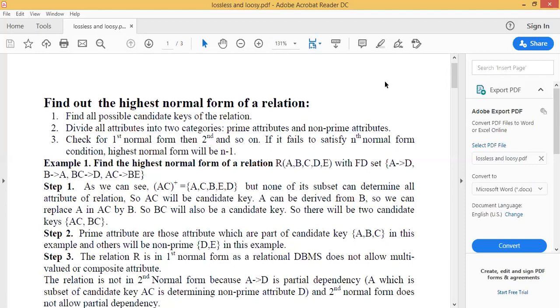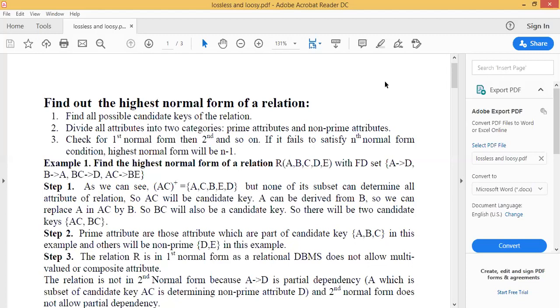To find out the highest normal form of a relation, we have to follow some rules. First, find all possible candidate keys of a relation. Next, divide all attributes into two categories: prime attributes and non-prime attributes. And then check for first normal form, then check for second normal form, and so on.